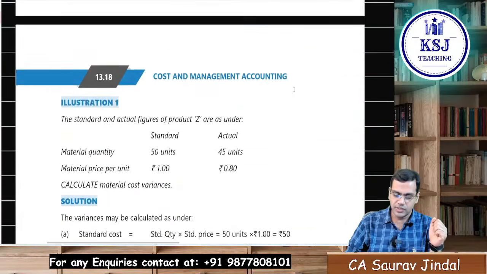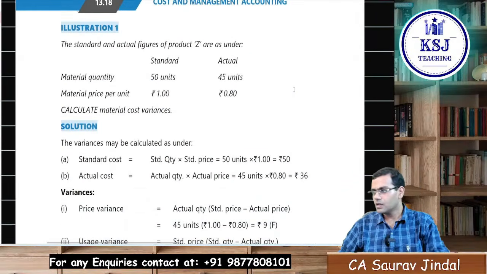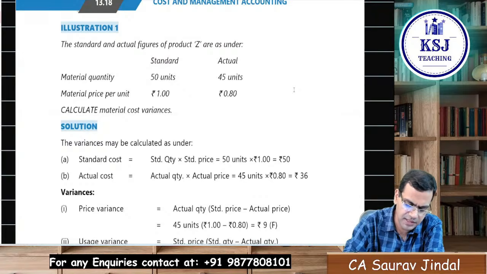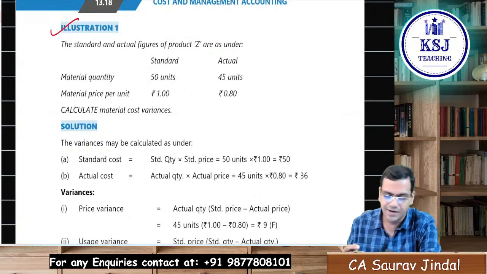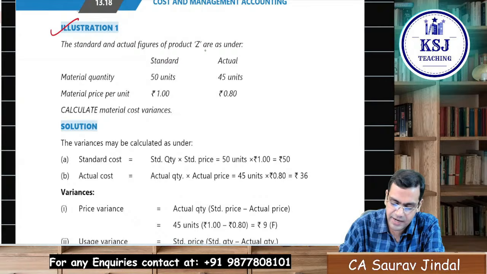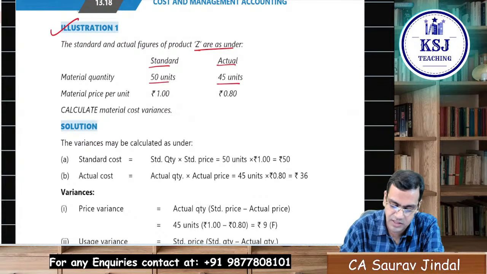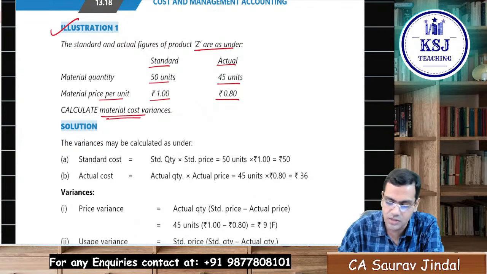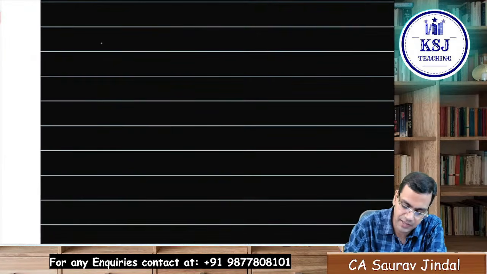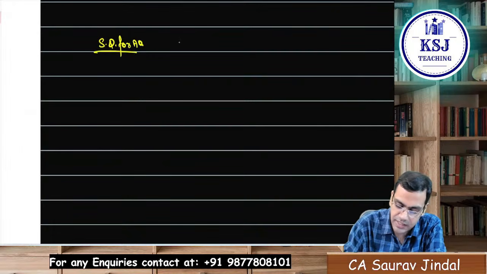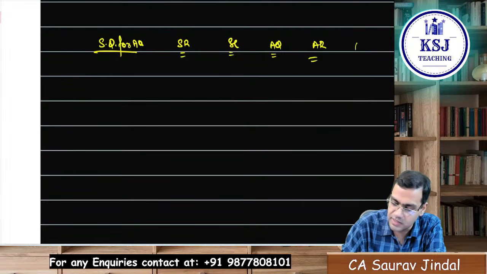Come to illustration number 1 now on the material variance. Very simple illustration. The standard and the actual figures of the product Z are as under. Standard is given material quantity 50 units, actual is 45 units, material price per unit is given, standard and actual. Calculate the material cost variances. So what will be the table? The table is standard quantity for actual output, right? Then we have the standard rate, then the standard cost, actual quantity, actual rate and the actual cost.